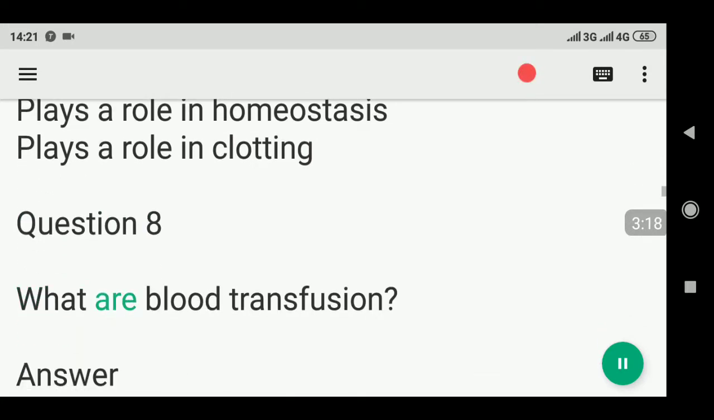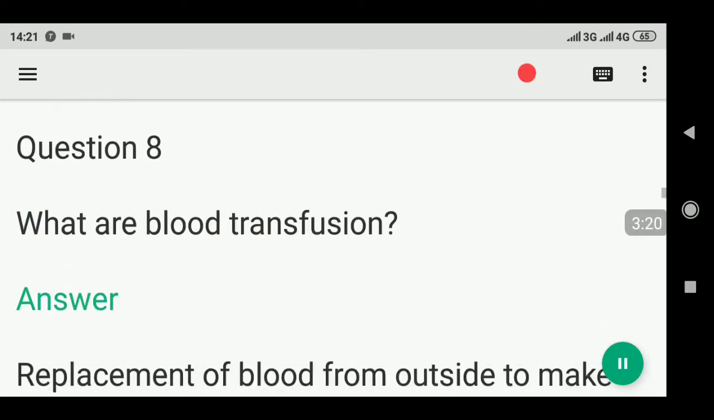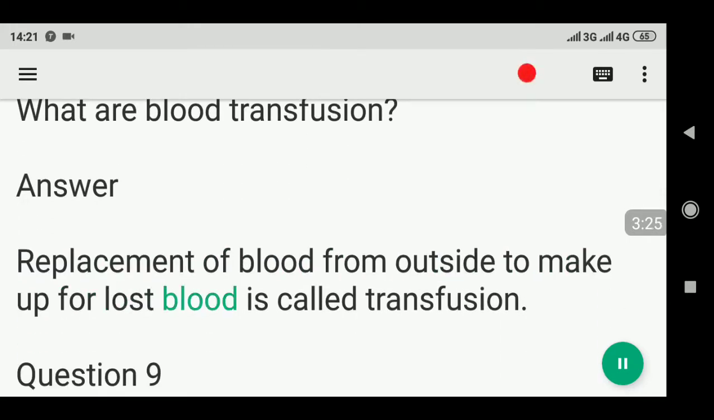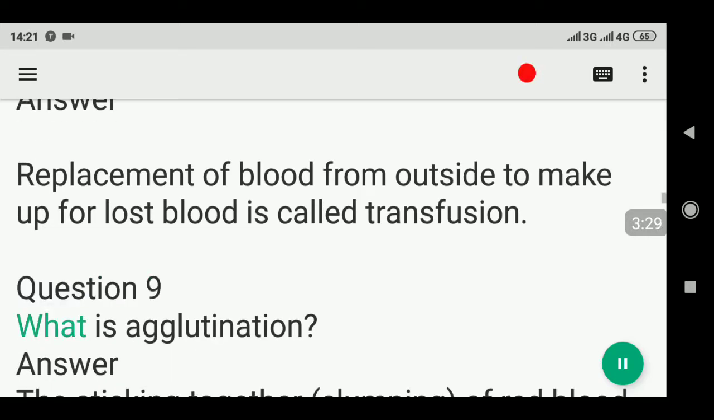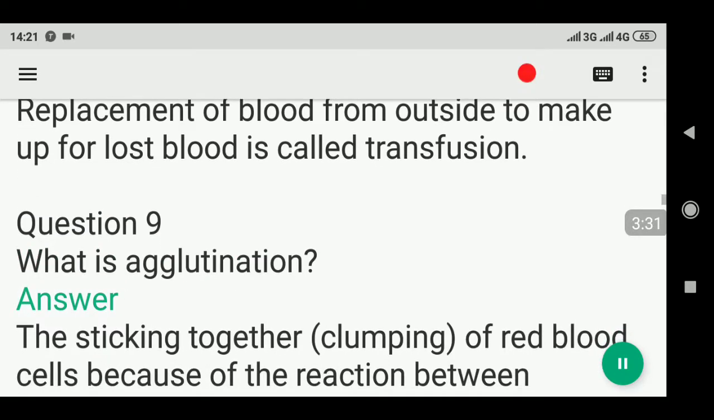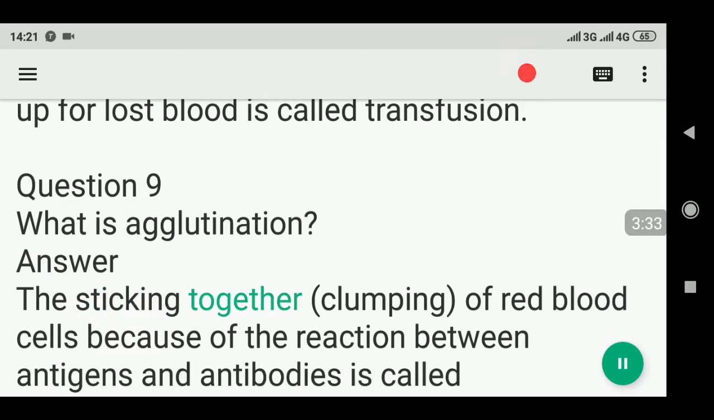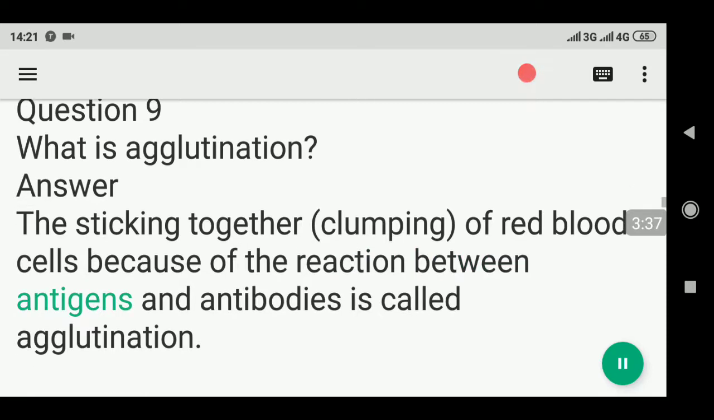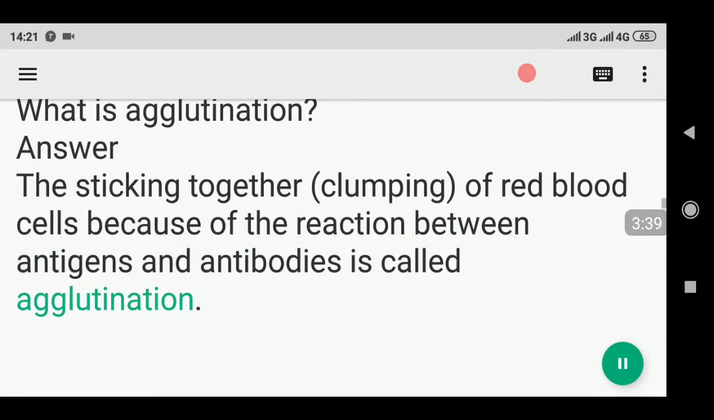Question 8. What is blood transfusion? Answer. Replacement of blood from outside to make up for lost blood is called transfusion. Question 9. What is agglutination? Answer. The sticking together, clumping, of red blood cells because of the reaction between antigens and antibodies is called agglutination.